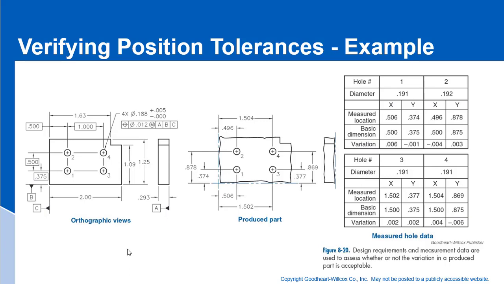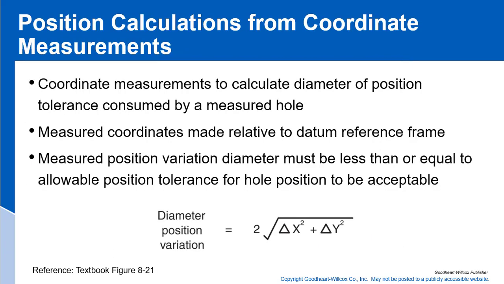Okay, so let's go over to the next slide. And really what we want to do is, when we're doing this, we have coordinate measurements to calculate the diameter of position tolerances consumed by a measured hole, with the measured coordinates made relative to the datum reference frame, and the measured position variation must be less than the allowable position tolerance.